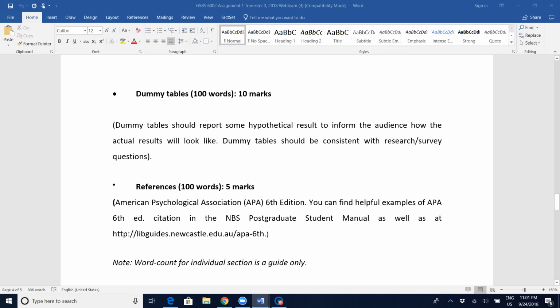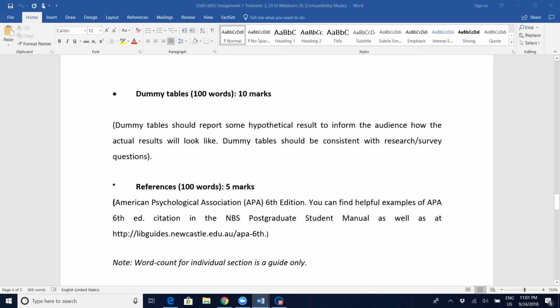Finally, references. It is expected that you support your discussion, your research design, your sample design, etc. with appropriate citations. Citations from previously published articles, and list these citations in the reference list at the end of the research proposal. And in preparing the reference list, you should follow the American Psychological Association APA 6th edition.